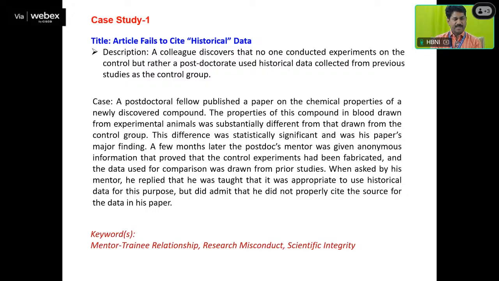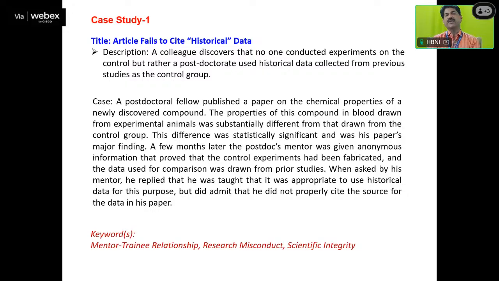So here the main things are the mentor-trainee relationship, that the mentor has not discussed things properly with the trainee in the beginning, maybe. So ethical practices have been violated during that time also, and also research misconduct, because the postdoc fellow has not carried out the work, but he has published the previous person's report. So definitely this is research misconduct, and scientific integrity has been violated in this particular case study.